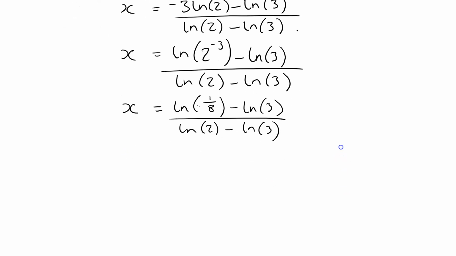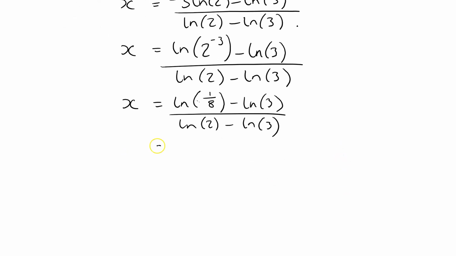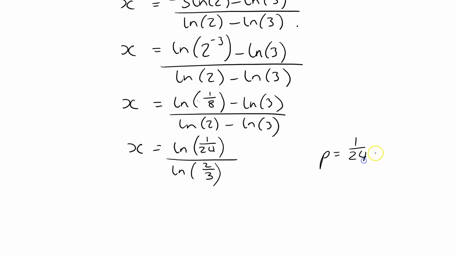So now, if I've got a minus in between my lns, it's the division of one by the other, so an eighth divided by 3 is a 24th. And on the bottom we're going to have a 2 over 3. So in this instance, p was 1 over 24, and q was 2/3.